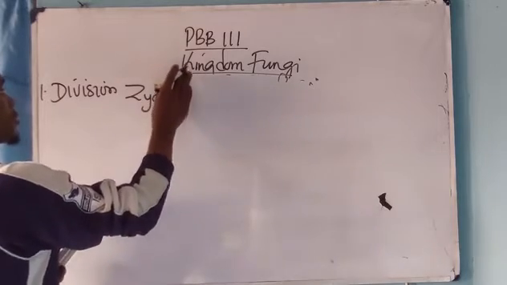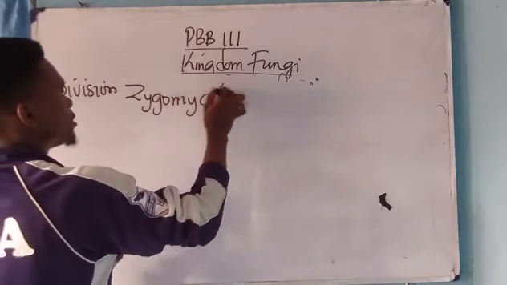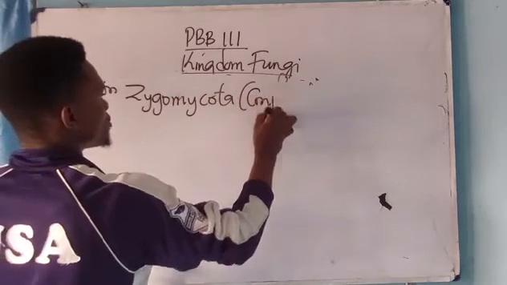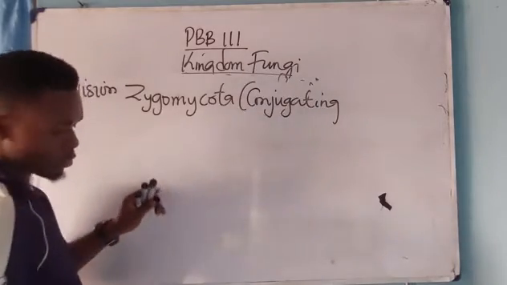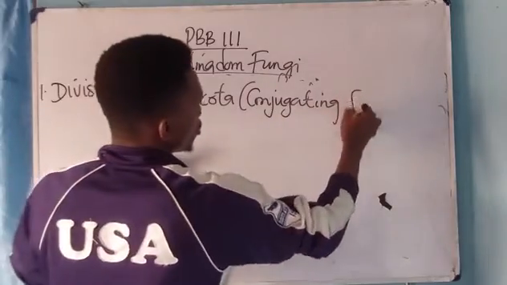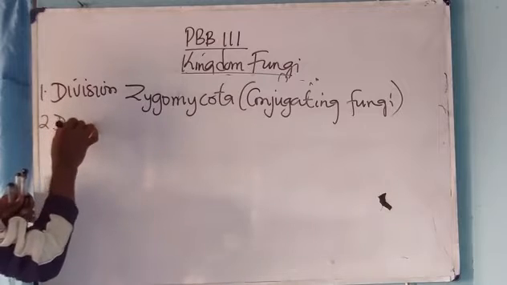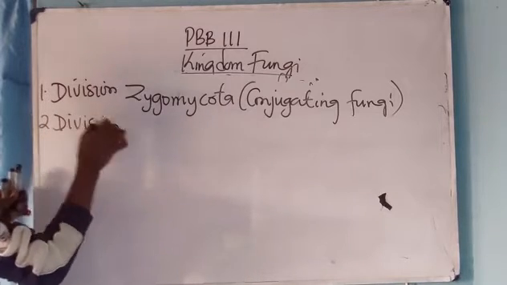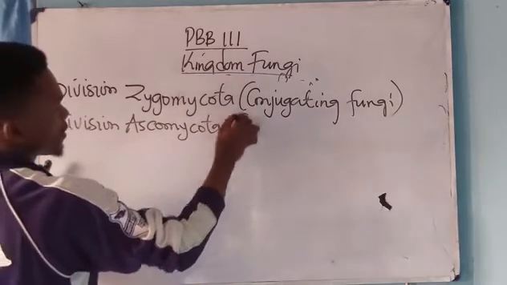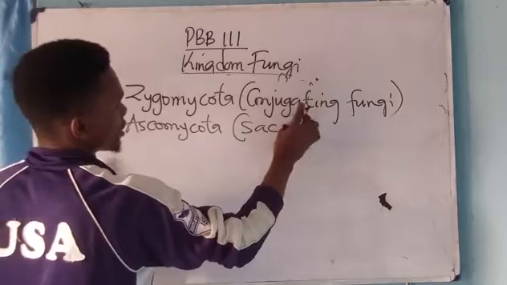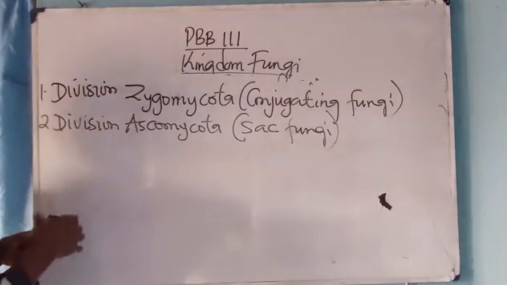Zygomycota. These are called conjugating fungi because they undergo a sexual type of reproduction called conjugation. Conjugating fungi. Then number 2, you have division Ascomycota. These are called sac fungi. They are called sac fungi.